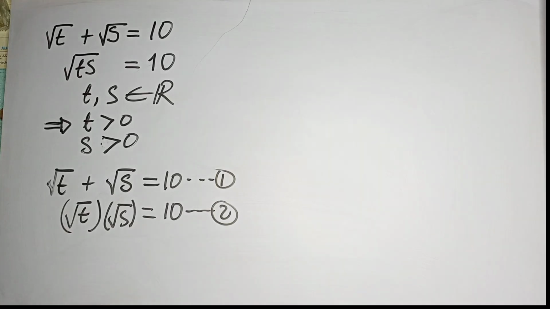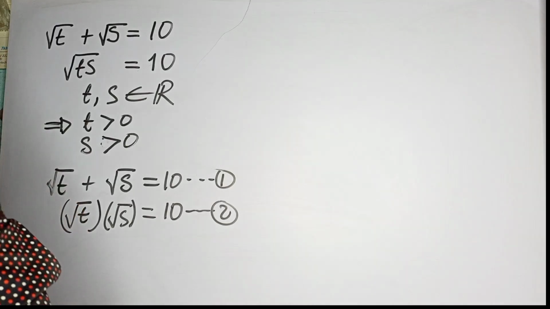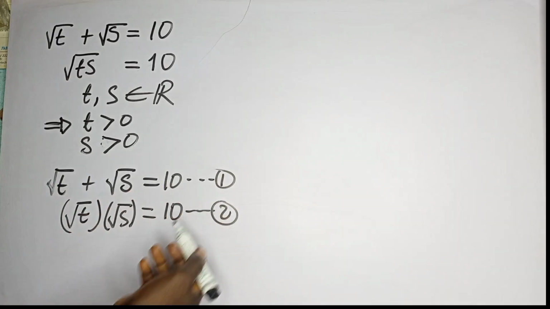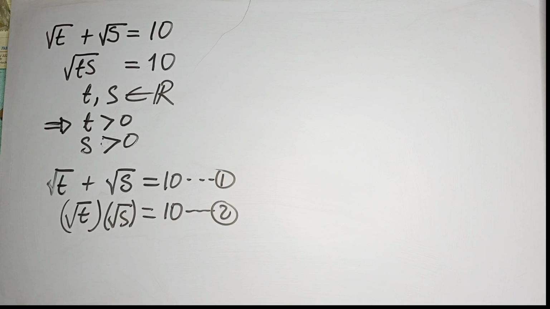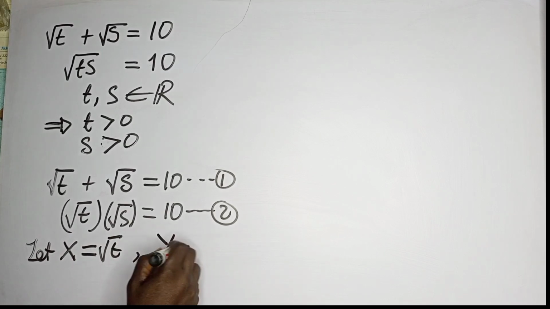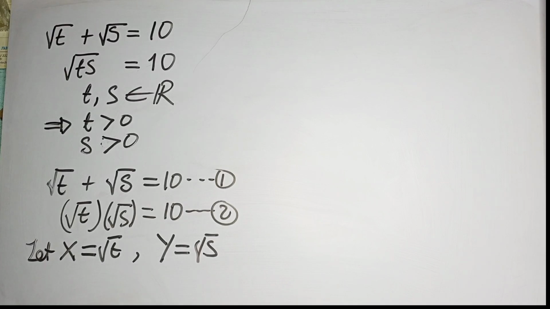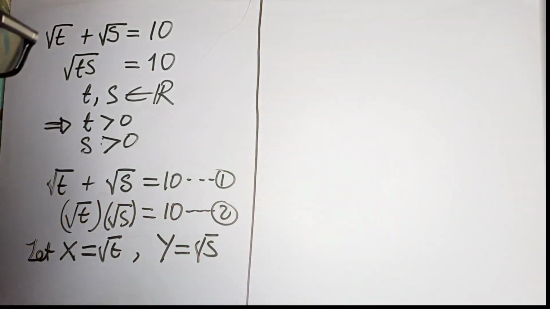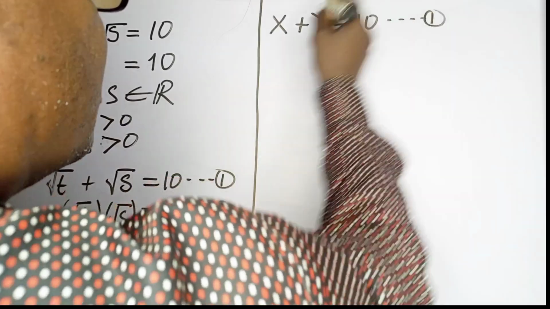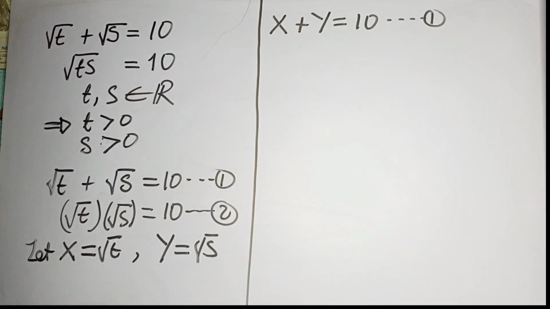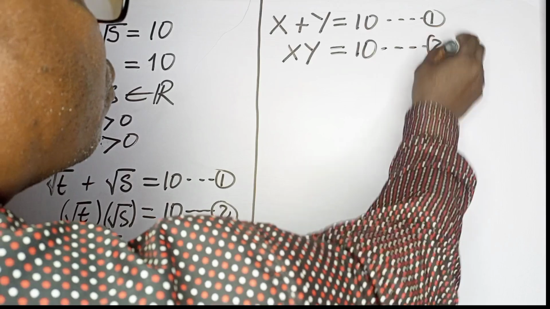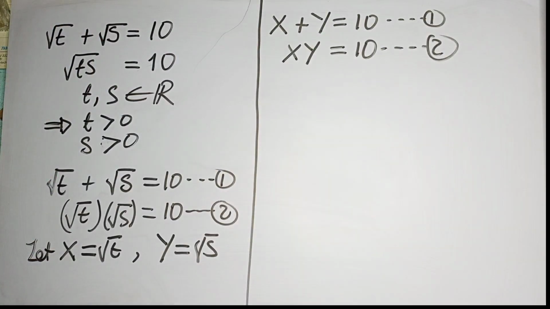Now, if we look clearly, working with variables in this nature will make our work look a bit tedious. Let's make the transformation capital X to be root t, capital Y to be root s, so that we should have simple variables to work with. So equation 1 now will become capital X plus capital Y is equal to 10. I think this is a lot simpler than working with the radical expressions. And then equation 2 will be the product of capital X and capital Y. Equation 2. This is much easier to work with.